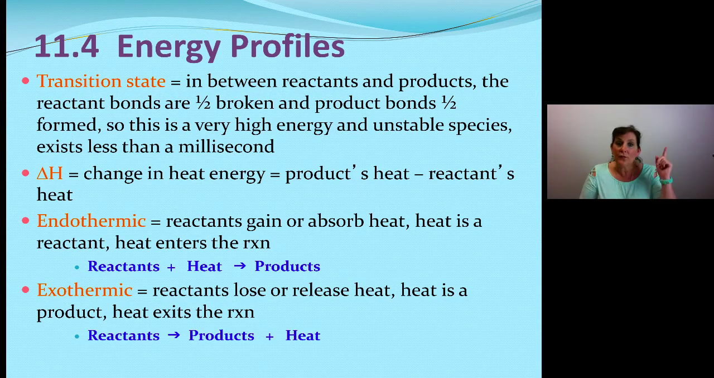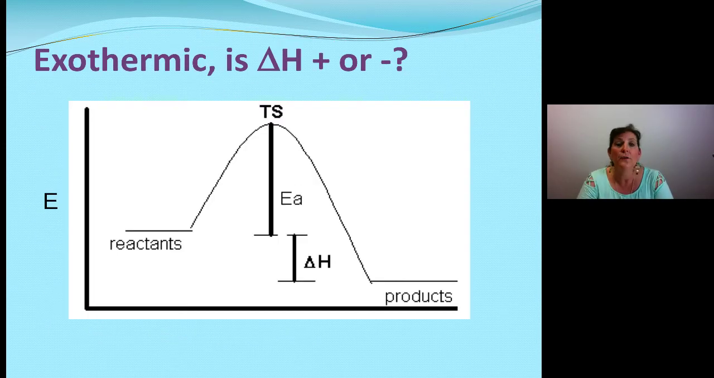So let's look at some of these profiles. Here's the first one. This is for exothermic. Look at the reactants and the products are down lower. That means the heat exited the reaction and the products ended up lower than they started. Now notice to get from reactants to products, we have to go over this mountain. TS is the transition state at the top. So we have to have enough energy to get up over that mountain to get to the products.